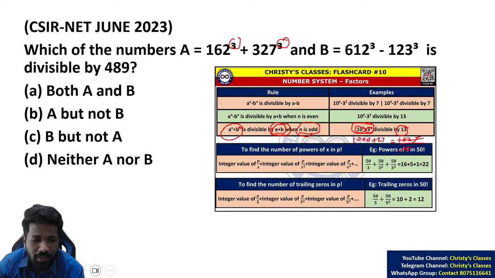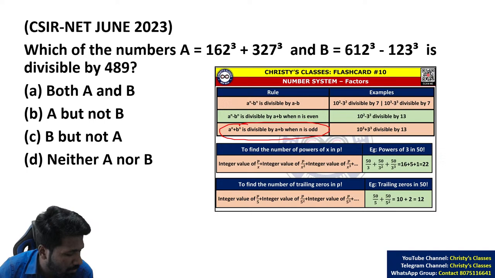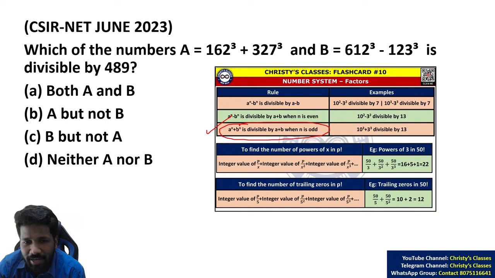So this theorem, if you know, this is a theorem again which I don't think you have learned in school days. If you have learned, that was in 11th or 12th. But I don't think all of you have taken maths in 11th or 12th. That is why you can learn it as an extra theorem itself if possible. A raised to n plus b raised to n is divisible by a plus b when n is odd.